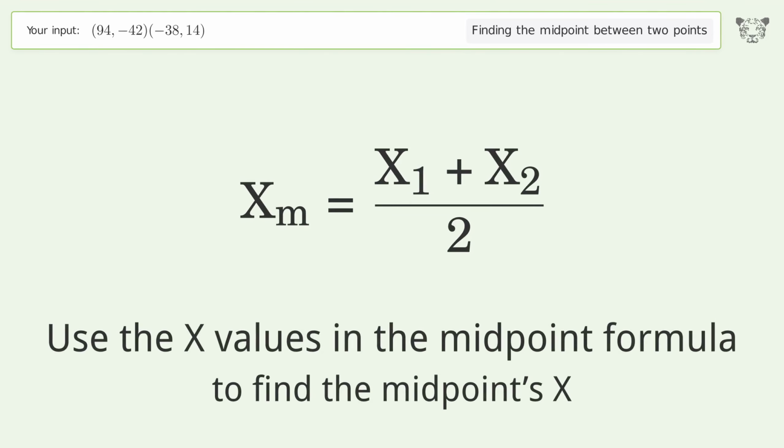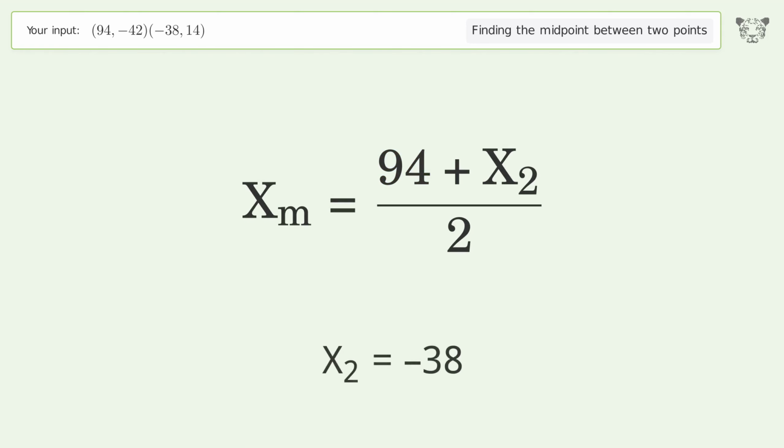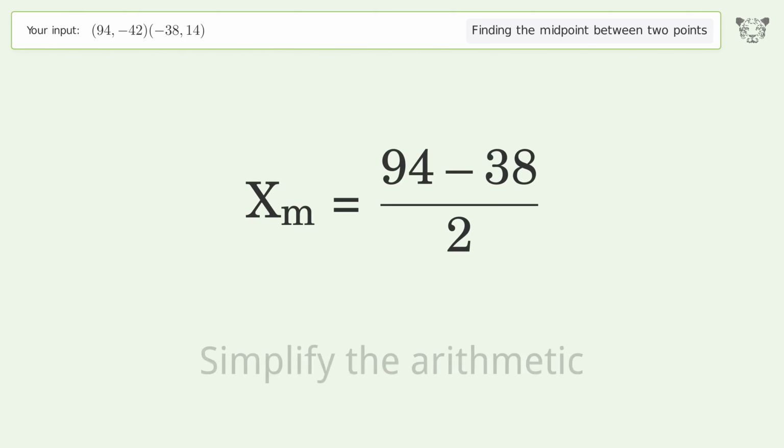Use the x values in the midpoint formula to find the midpoint's x. x1 equals 94. x2 equals -38. Simplify the arithmetic.